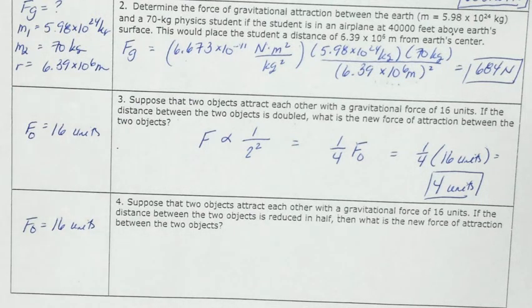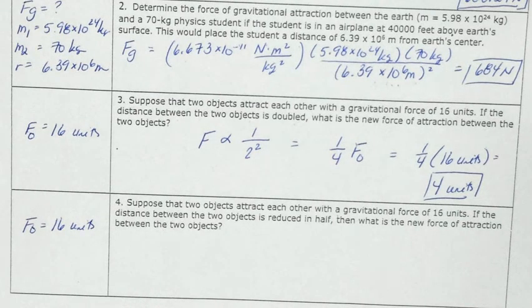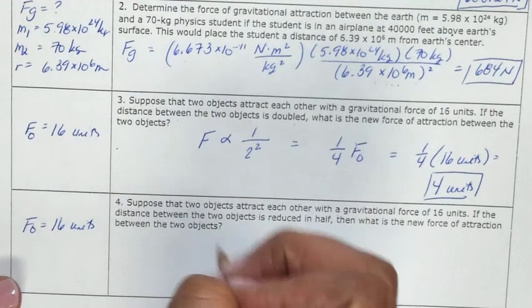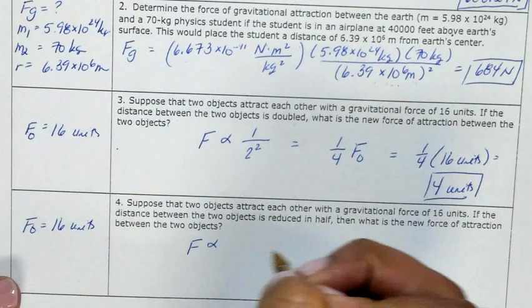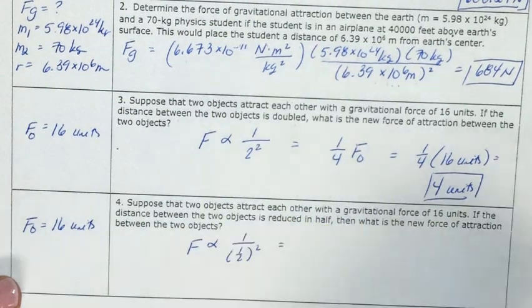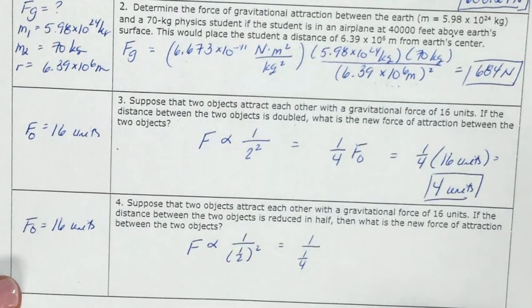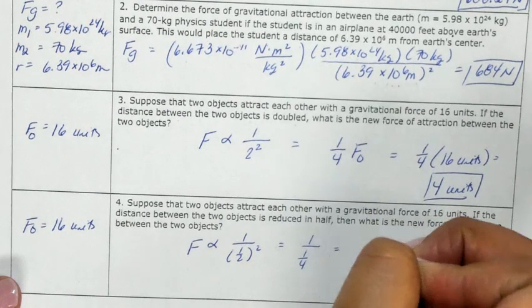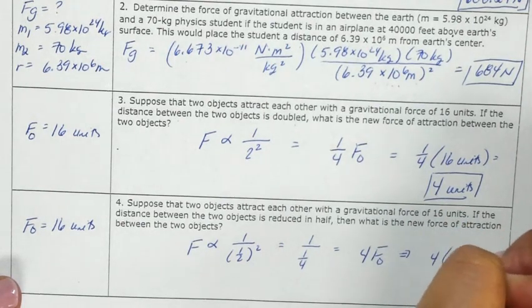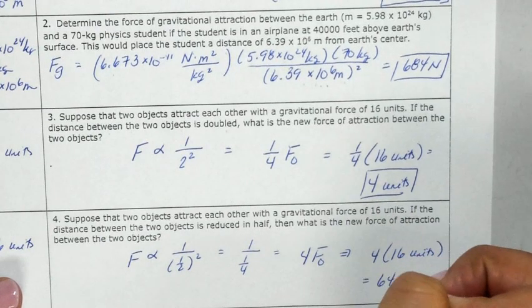Okay, so this one says, suppose that two objects attract each other with a gravitational force of 16 units. If the distance between the two objects is reduced in half, then what is the new force of attraction? So, what do I write here? Good. 1 over 1/2 squared, which would be what? 1 over 1/4, which is actually 4. 4 times the original. Good. That's it.